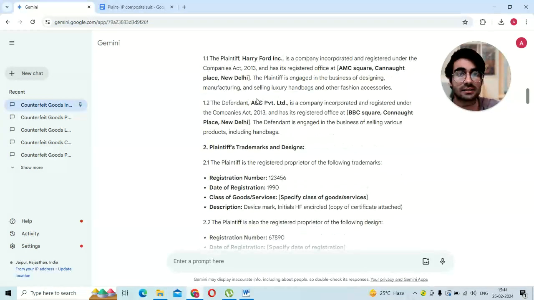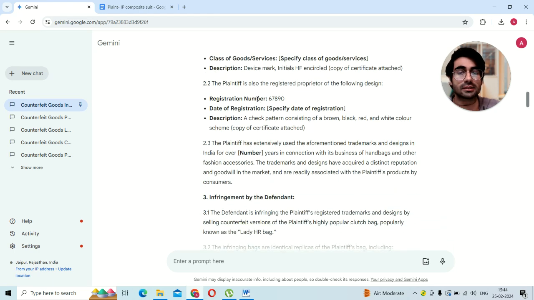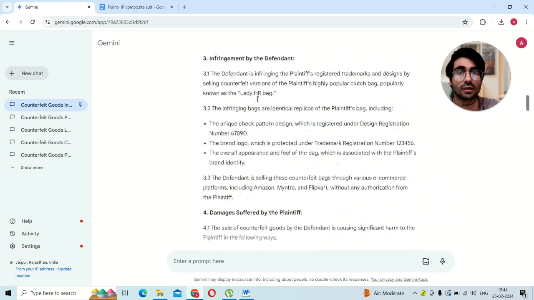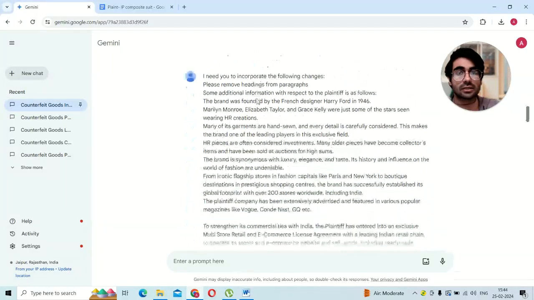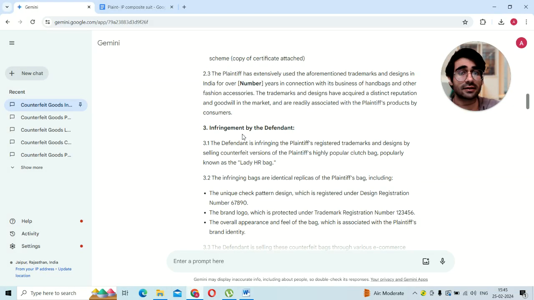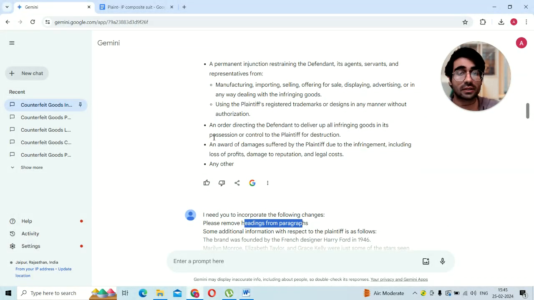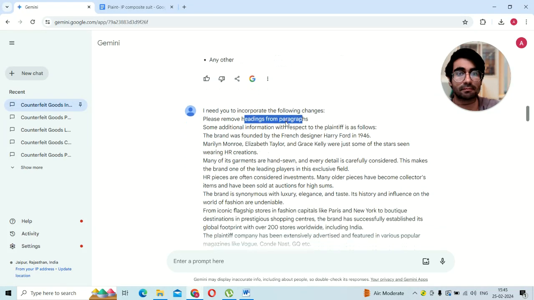And I definitely felt that we could provide more information to Bard so that it could incorporate that information to make the plaint more descriptive. So I asked it to incorporate certain changes. Firstly, I asked it to remove headings because this does not look like the correct way a plaint would be drafted. So I asked it to remove the headings to begin with. We could add them later if we want. So that's something that I've asked.